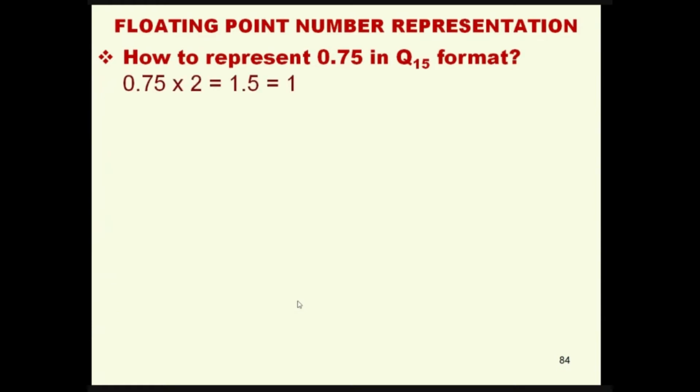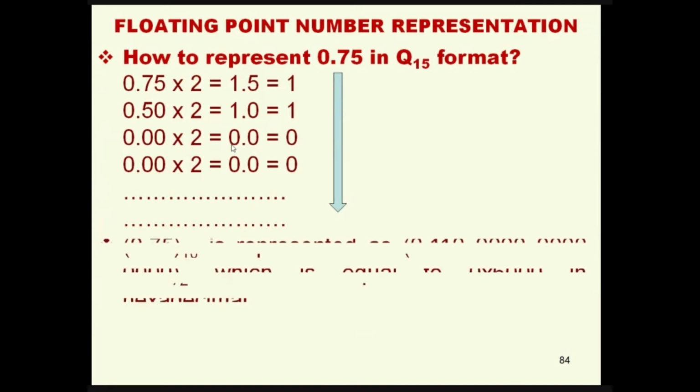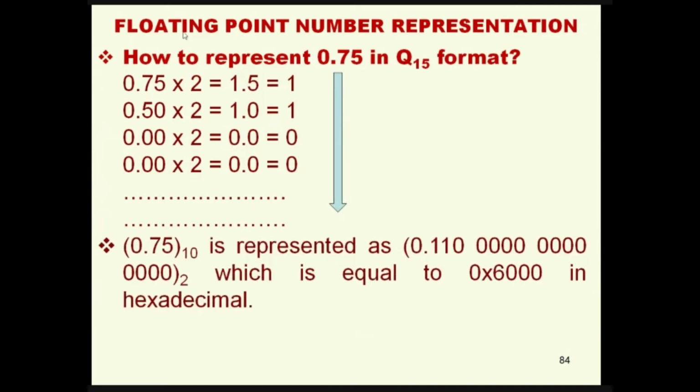0.75 times 2 is 1.5, which gives 1. Again there is a remainder of 0.5. So 0.5 times 2 is 1.0, so again the bit is 1. Then 0.0 times 2 is 0, and 0.0 times 2 is 0, and it goes on. And 0.75 base 10 is represented as 0.